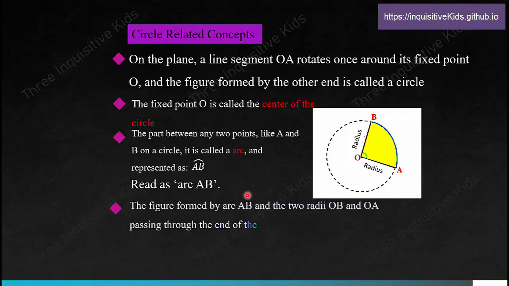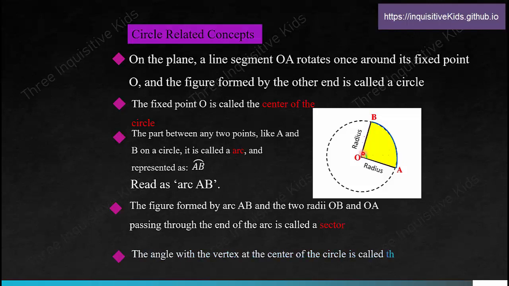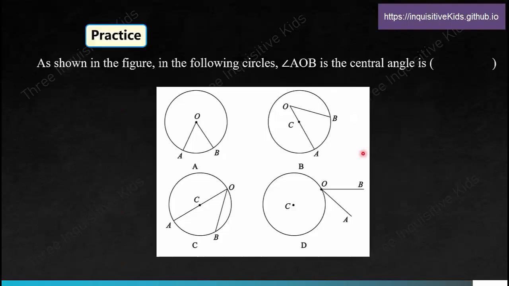The figure formed by arc AB and the two radii, OB and OA, passing through the ends of this arc is a sector. So this highlighted yellow part right here, made up by the arc and two line segments you might know as radii, is called a sector, or a part of a circle. And the angle with its vertex at the center of the circle is called the central angle.